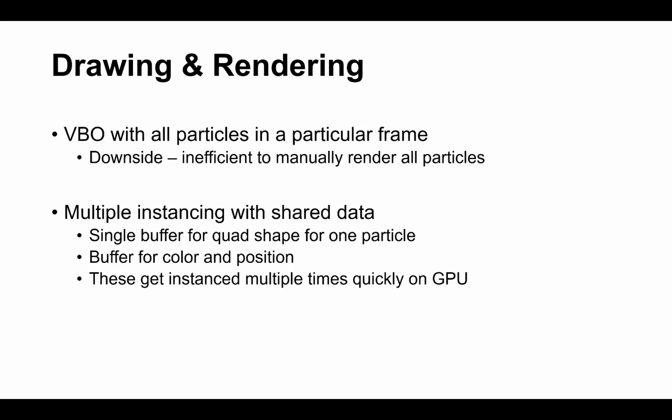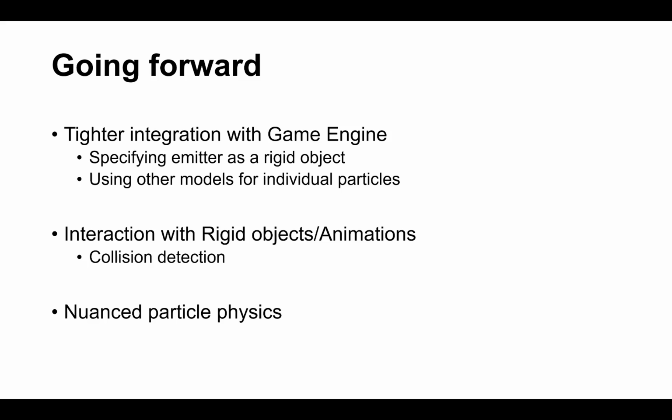So as you can see, a lot of this is very similar to what we've already done in the game engine. So going forward, I would want to research more ways to bring this closer in line with our game engine and integrate it tighter. For example, you could specify the emitter as a rigid object and move that around similar to the Space Frigate or any of the rigid game object models that we've had.